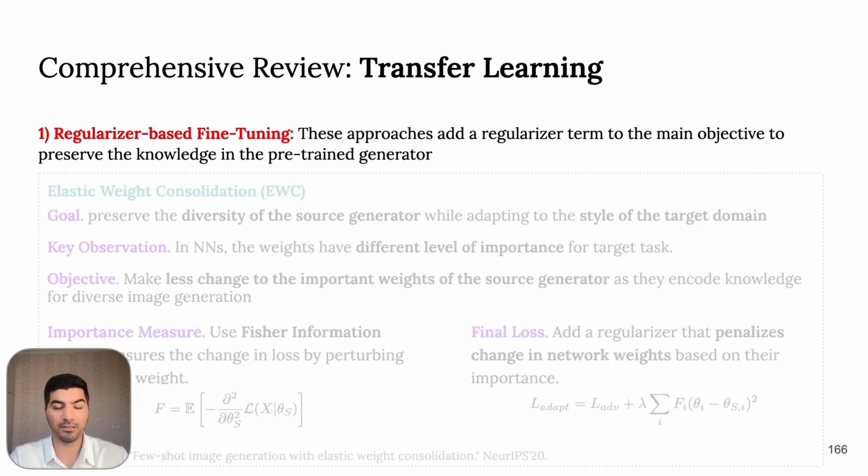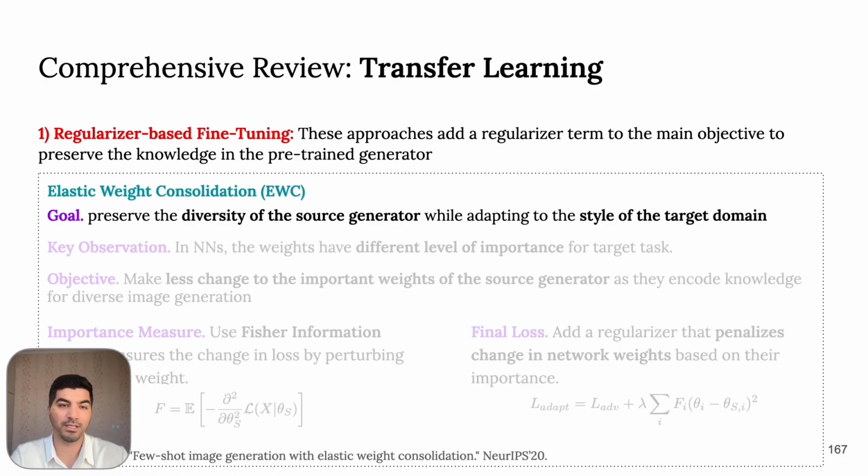The first subcategory is regularizer-based fine-tuning. The approaches in this category add a regularizer term to the main training objective to preserve the knowledge in the pre-trained generator. One of the first works in this category is elastic weight consolidation, or EWC, inspired by the popular EWC work for continual learning. This was presented at NeurIPS 2020. Their goal is to preserve the diversity of the source generator while adapting the style of the target domain. This is one of the first papers that discusses few-shot image generation.